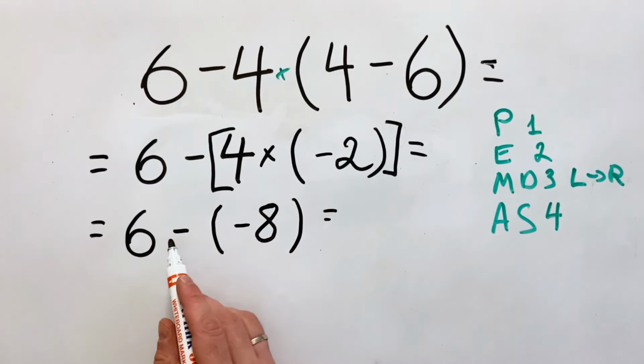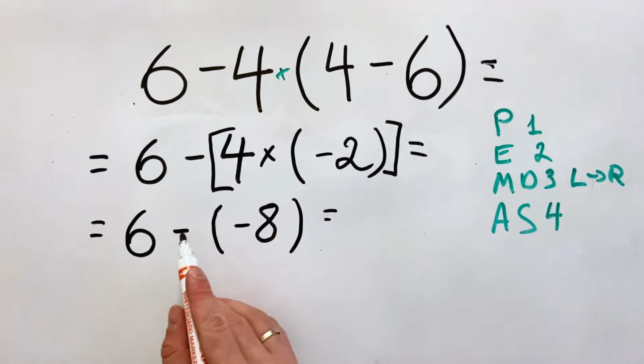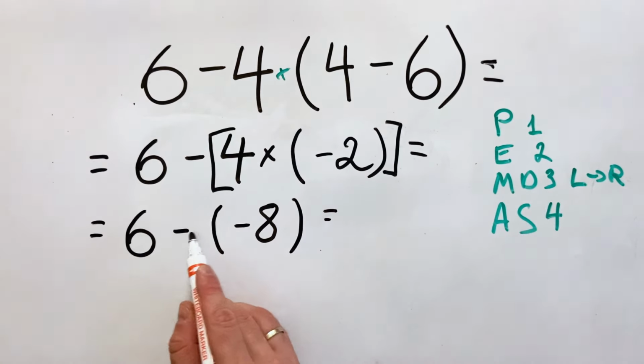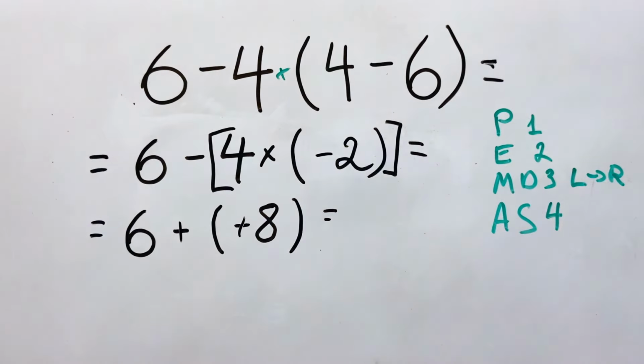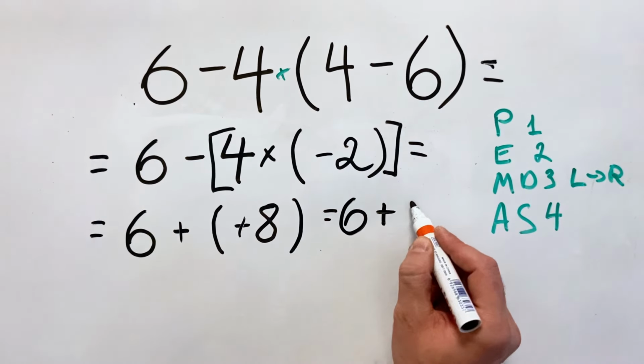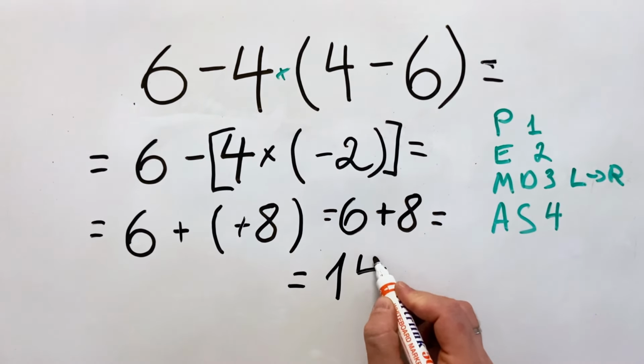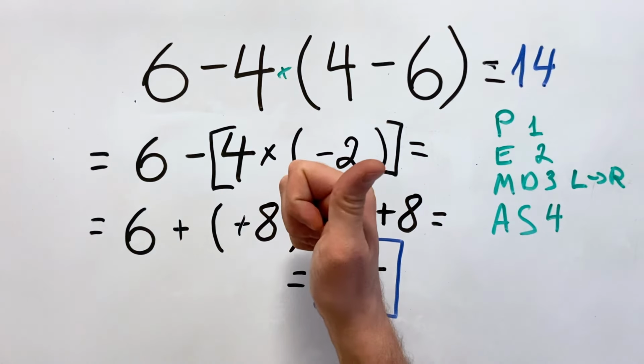Okay, when we have minus a negative number, the sign changes to plus. So minus minus, we have plus. Therefore, we have 6 plus 8, which equals 14.